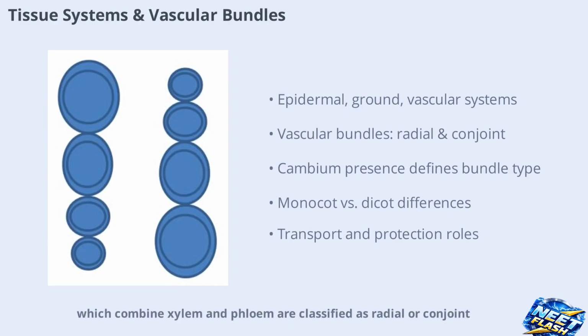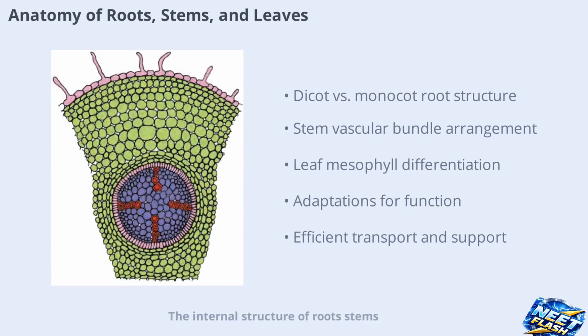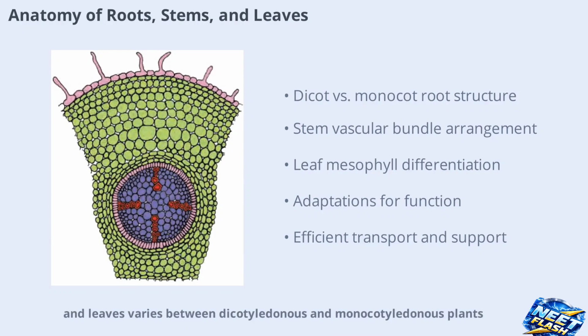Vascular bundles, which combine xylem and phloem, are classified as radial or conjoint, with further distinctions based on the presence of cambium. These arrangements differ between roots, stems, and leaves, and between monocots and dicots, reflecting their unique anatomical adaptations. Internal structure of roots, stems, and leaves varies between dicotyledonous and monocotyledonous plants.